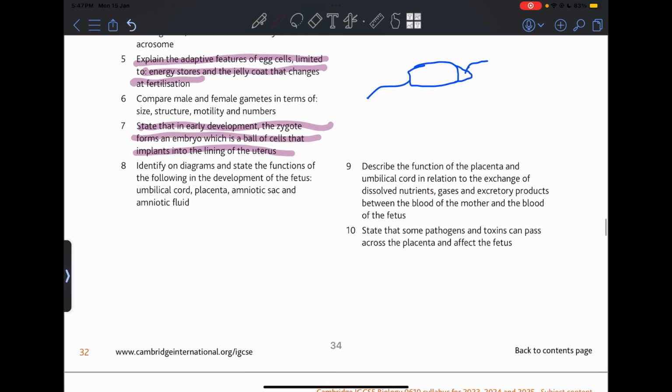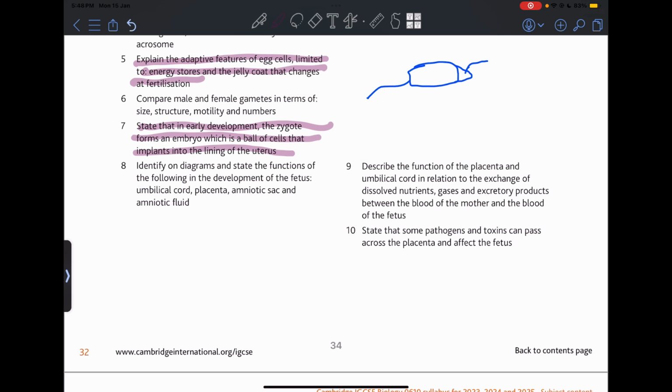Number 9, which is only for extended students, describe the function of the placenta and umbilical cord in relation to the exchange of dissolved nutrients, gases, and excretory products between the blood of the mother and the blood of the fetus. So the placenta is actually very important, and the umbilical cord, so that the mother can provide energy, nutrients and gases, oxygen for the growing fetus so that it does not die. And the mother will take the excretory products from the fetus and excrete them.